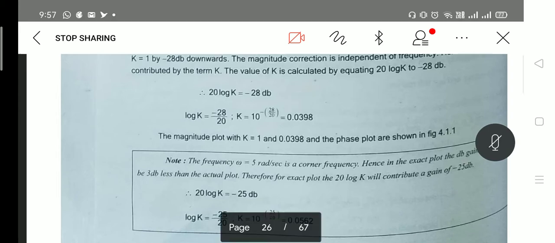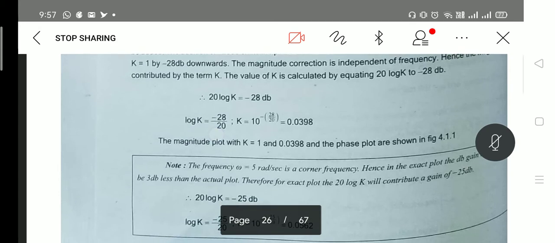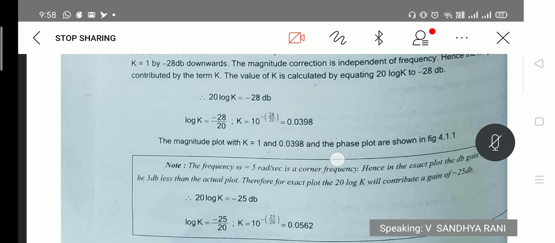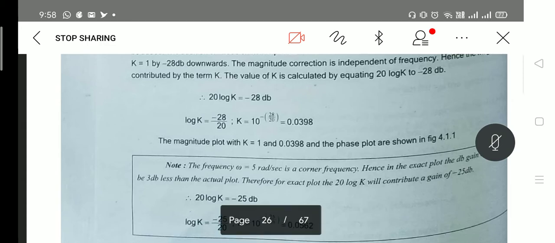So 20 log k is minus 28, log k is equal to minus 28 by 20. So k is equal to 10 power of this value, then we will get k value is 0.0398. First we took k is equal to 1. Now after taking the magnitude at 5 radians per second, we get k value is 0.0398.